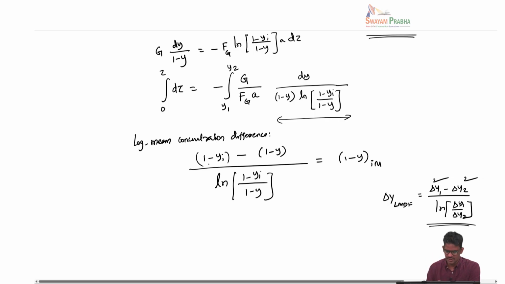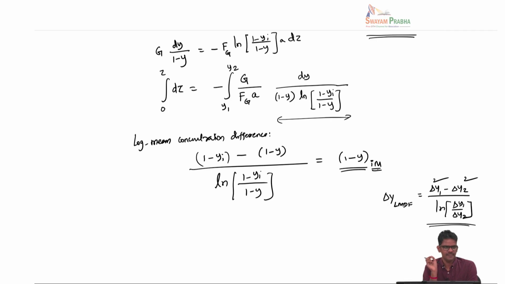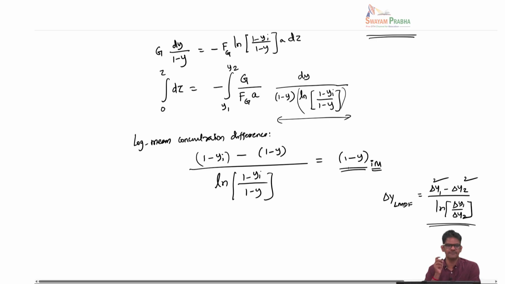driving force here. So here it is (1 minus yi) minus (1 minus y) by ln of this term, which can be written as the logarithmic mean difference of 1 minus y. I am using this lm here because that is what is used in the textbook, so I am going to retain that instead of using LMDF. So this lm here means it is the logarithmic mean difference defined like this.